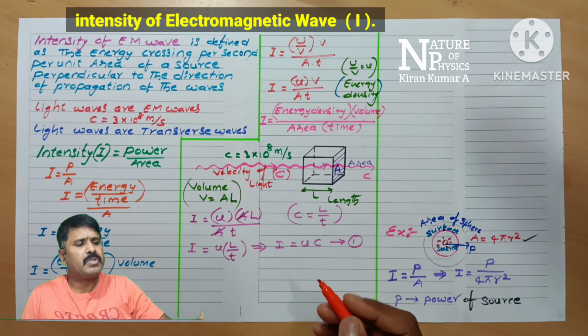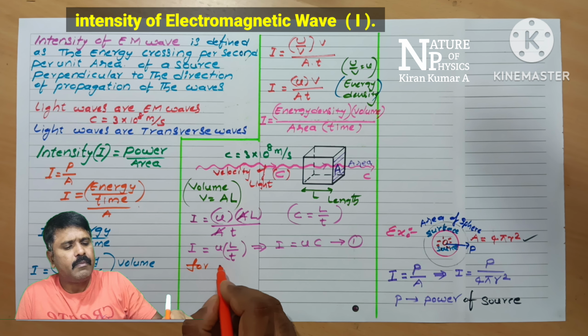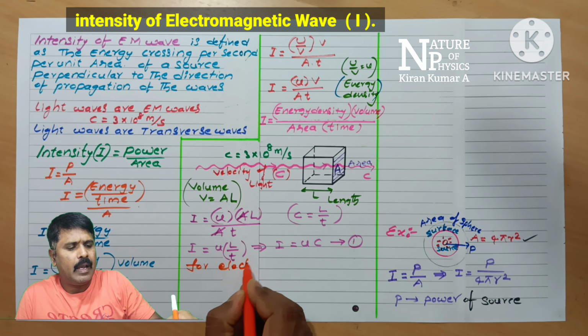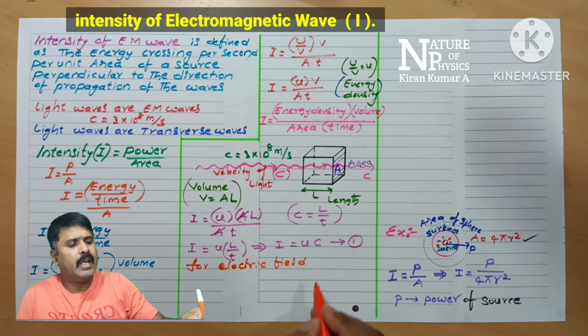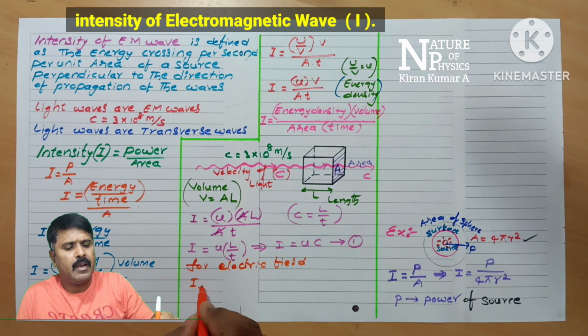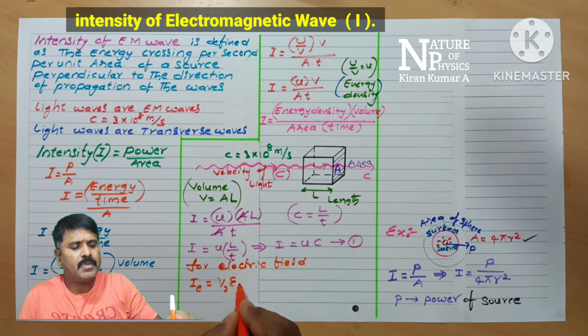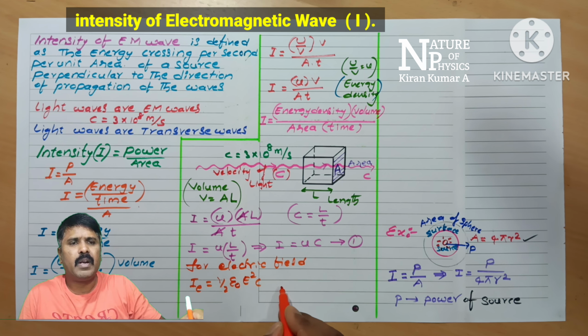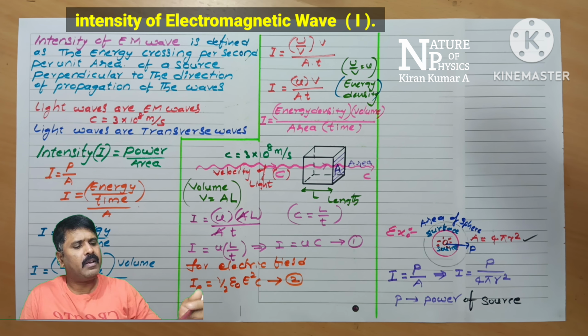Continuing, next we replace the energy density for the electric field, the magnetic field and also the EM waves. Step by step we will discuss. For the electric field, I_E is equal to energy density, half epsilon naught E square, times C, as usual. I can write this as equation number 2.